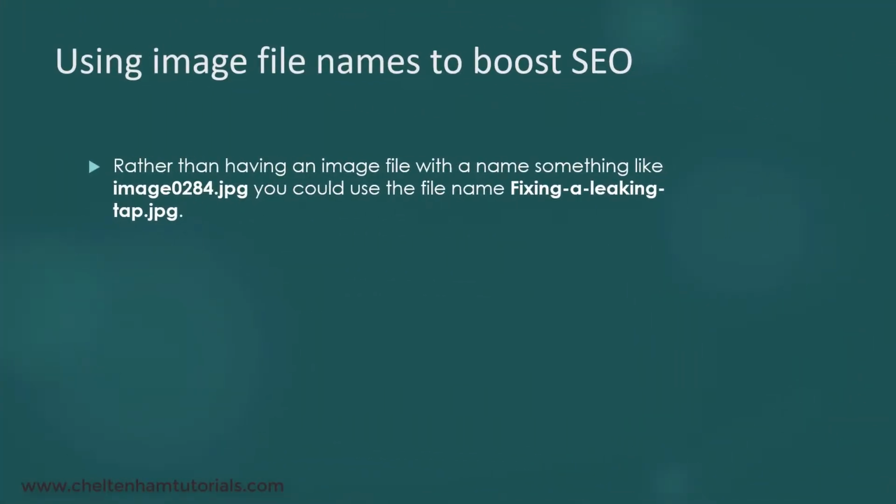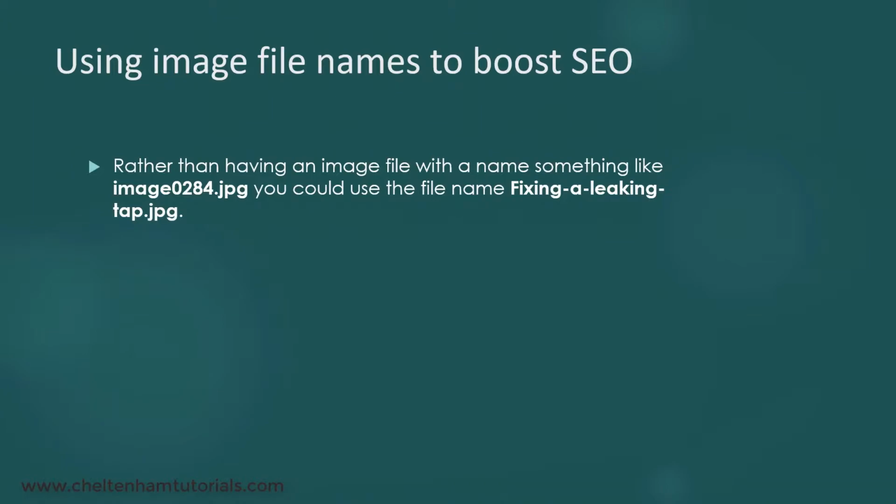In this section, I'm going to have a quick look at image names and SEO. Now, as I think I've already mentioned, if you're going to upload an image, the first thing you do is give that image an SEO friendly name. So instead of something like image 0284.jpg, if you're a plumber, you could have a file name for an image, something like fixing a leaking tap.